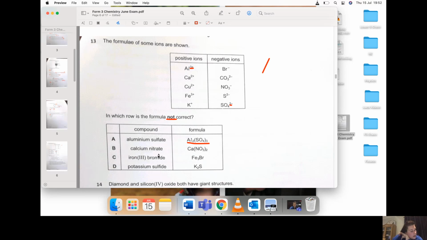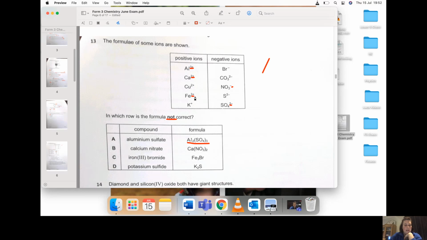I'm just checking the answer. Okay, calcium nitrate. So you look for calcium, 2+. You look for nitrate, it's just 1-. So your calcium is just going to be Ca, which is correct. And your nitrate is going to have this 2 because that came from the 2+ of the calcium. So you get Ca(NO3)2. That is correct.